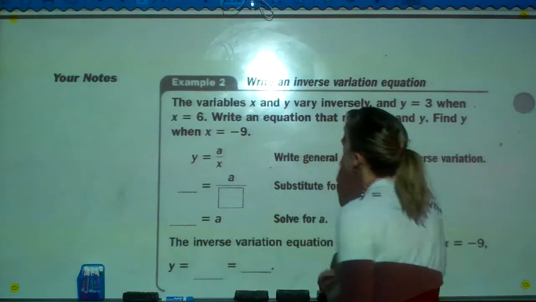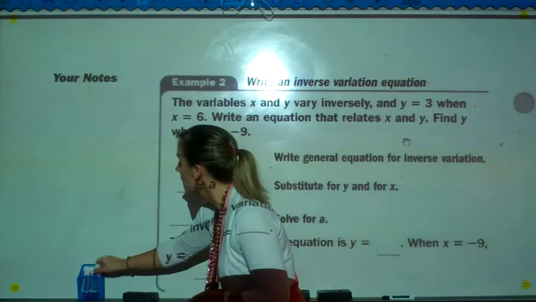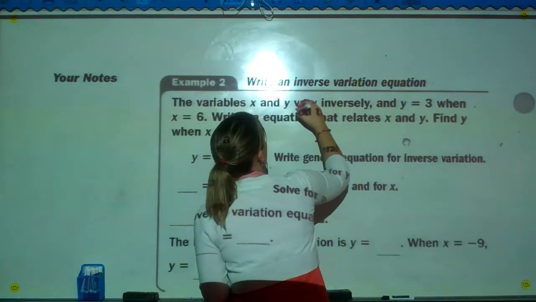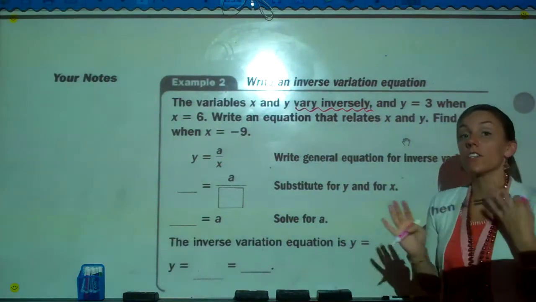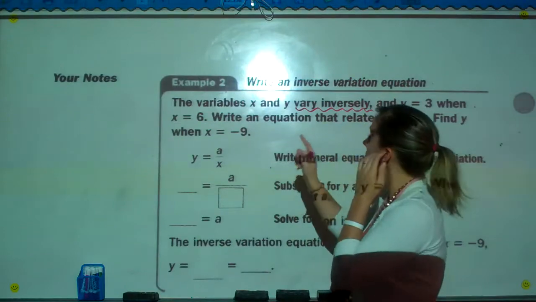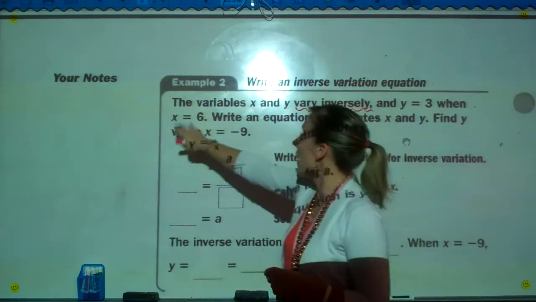Right, so this is page 2, and the nice thing about this example is that it tells us right here, if you look carefully, it says it varies inversely. So when the directions say that they vary inversely, you know what formula to turn to. So the variables x and y vary inversely, and y equals 3 when x equals 6.